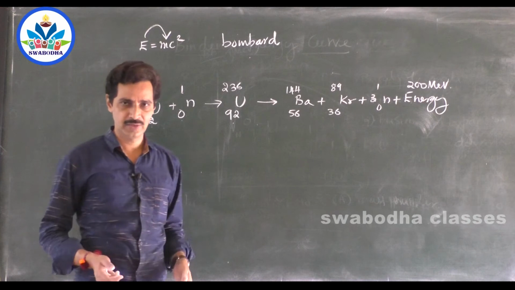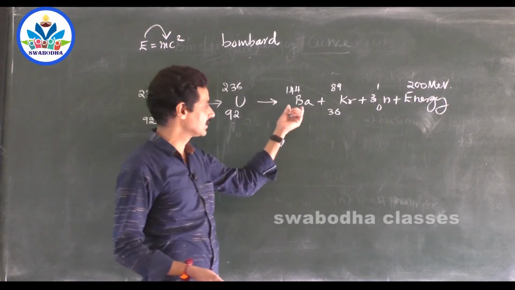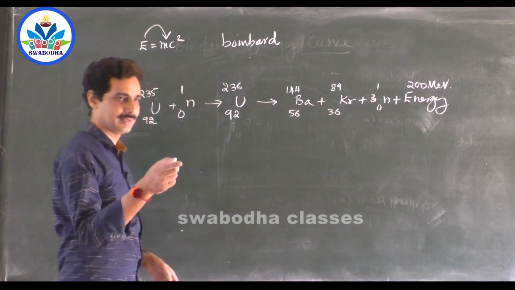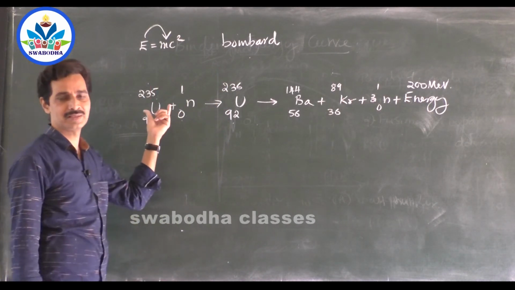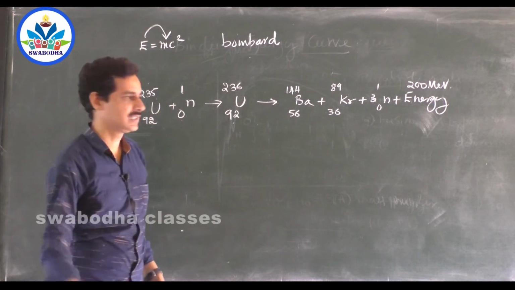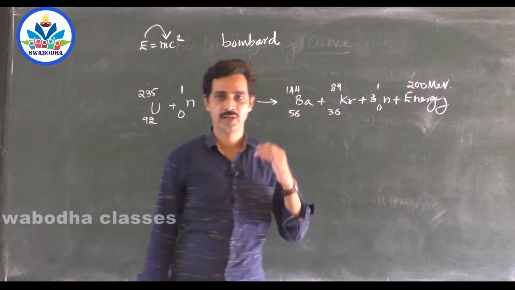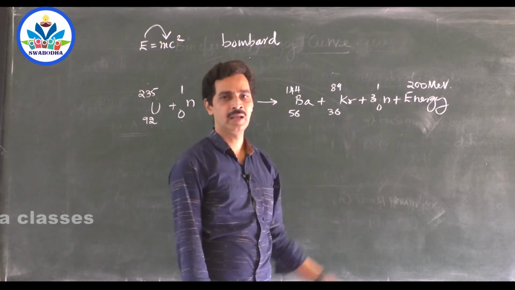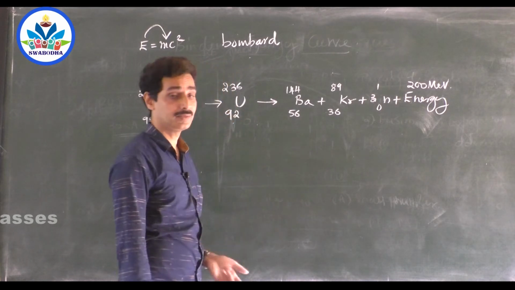If you are asked to find the mass defect, add the masses of all the products, barium, krypton and 3 neutrons, and subtract it from the total mass of the reactants. You will get the mass defect, convert it into energy, and you will get this value. Of course, we are going to work out problems on that basis. So this is the energy obtained, and that is a large amount of energy.